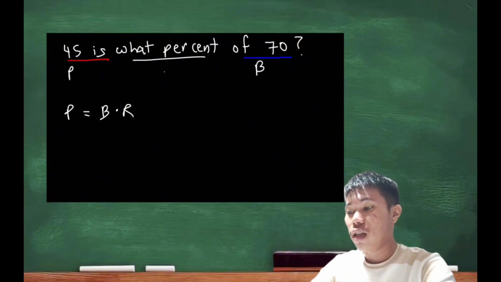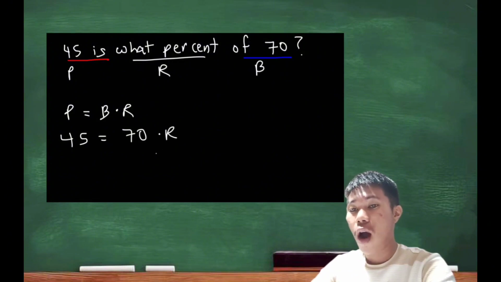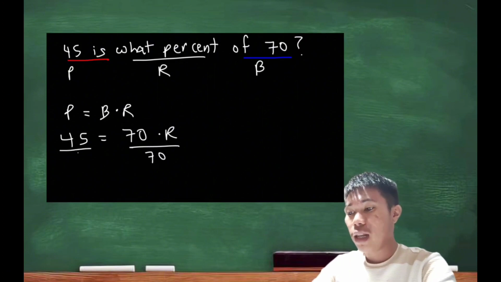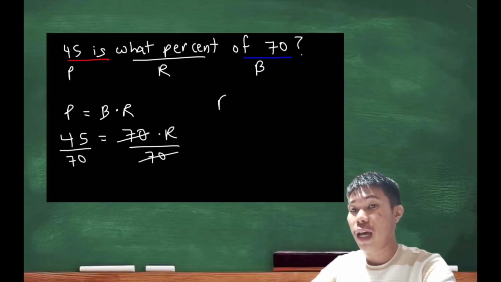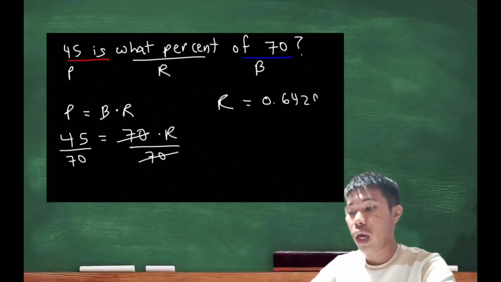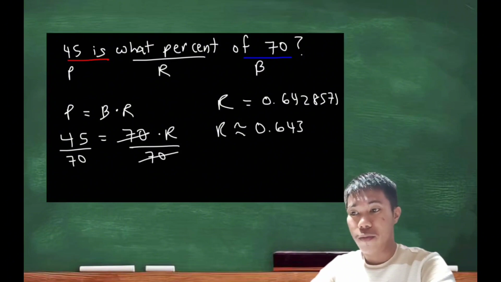So the percent in this formula is associated with the R, the rate. So in this example, we want to calculate the value of R. So P is 45, B is 70, and now we need to get R by itself. To do that, let's divide both sides by 70. So R is going to be 45 divided by 70, and we're going to get a decimal. So you should get 0.6428571. And we're going to round it. We're going to say this is approximately 0.643.